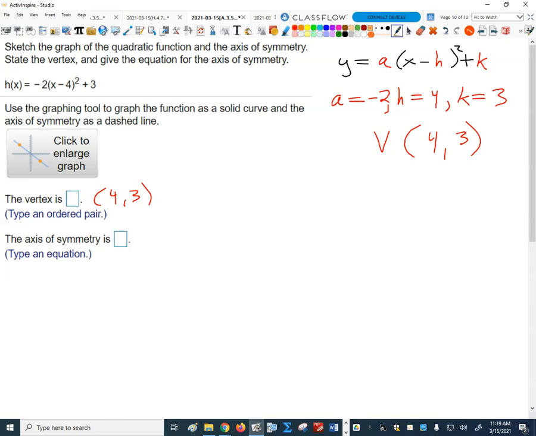Good, there we go. So x equals h, which in this case is 4. Good. So if I want to graph this thing, then I know where the vertex is. Okay, here's the next thing I want to know. So I'm graphing a parabola, right? When I graph this parabola, I'm going to have a point over here with coordinates 4, 3. That is my vertex.